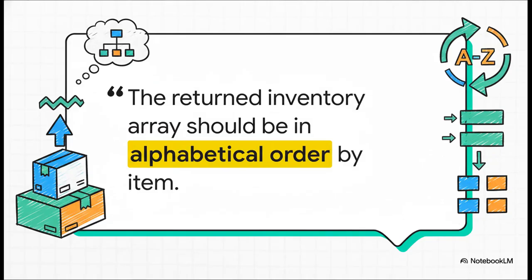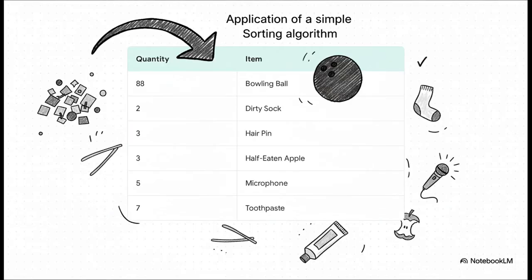And here's exactly why we need to clean it up. The original instructions for this whole challenge were very specific. This isn't a suggestion, it's a requirement. The final list must be sorted alphabetically by the item name. This is where we bring in a sorting algorithm. That logic just rearranges our list based on the item's name. And what we're left with is this beautiful, clean, final result. Everything is exactly where it should be, from bowling ball all the way to toothpaste. And just like that, challenge complete.